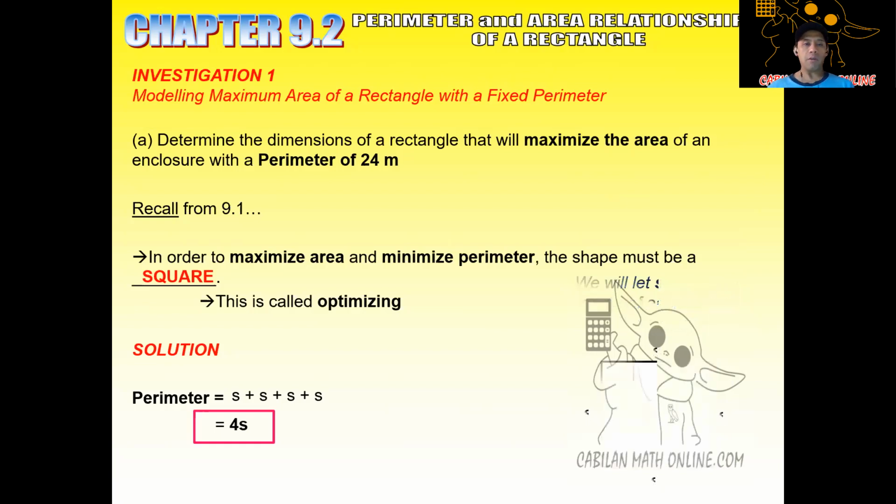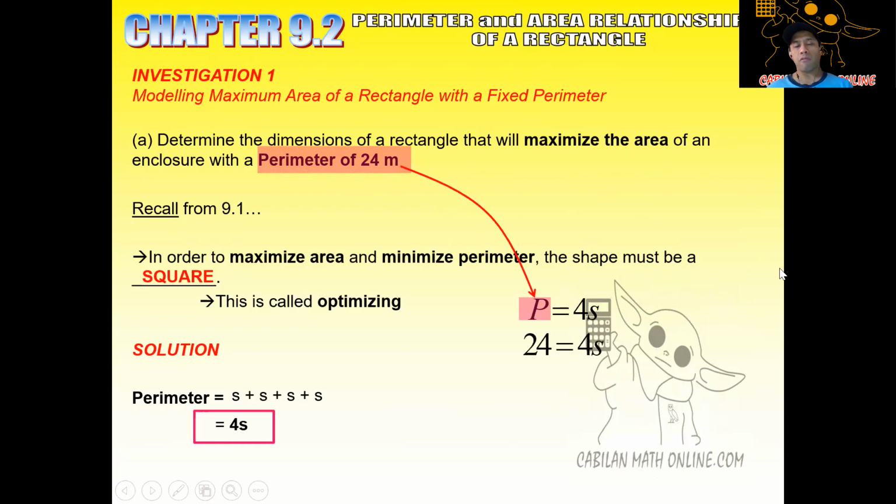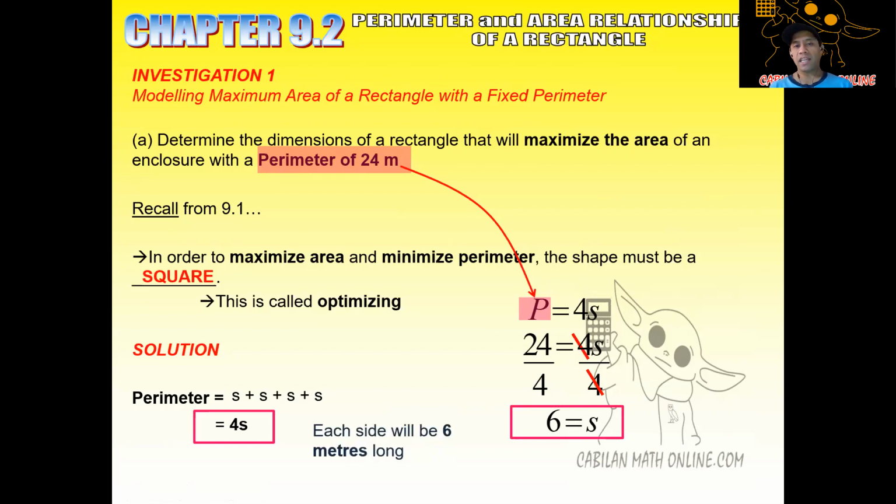So for this question, notice it says determine the dimensions of a rectangle that will maximize the area of an enclosure of perimeter of 24 meters. All we're going to do is take the perimeter of 24 and replace the P. If we have a perimeter of 24 and we want to figure out the side length of each one, all we need to do is divide both sides by 4. So this tells us that if a square has a perimeter of 24 meters, each side will be 6 meters long. That's an example of optimization where the area is maximized, and the perimeter of 24 is the minimized perimeter.